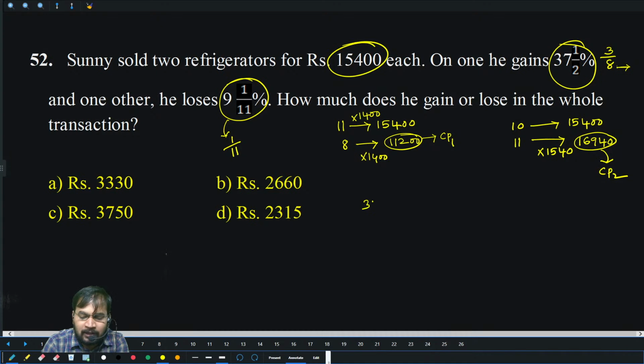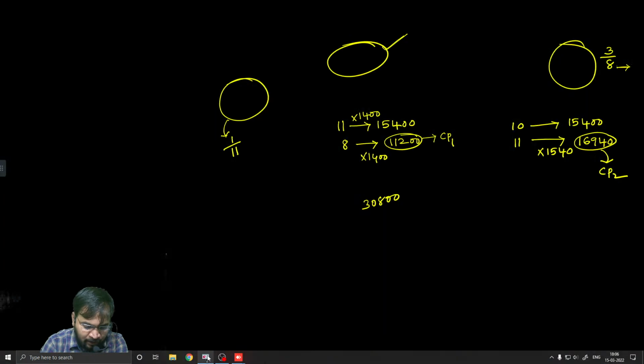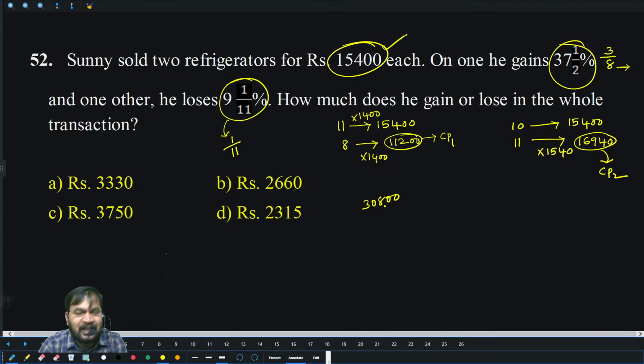So total SP is how much? 30,800, because each SP is 15,400. Total SP is 30,800. Now total CP is 11,200 plus 16,940. Sum is how much? 28,140. If you subtract it from 30,800, 30,000 minus 28,000 is 2,000, so 800 minus 140 is 660.